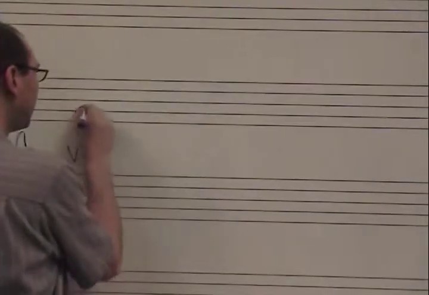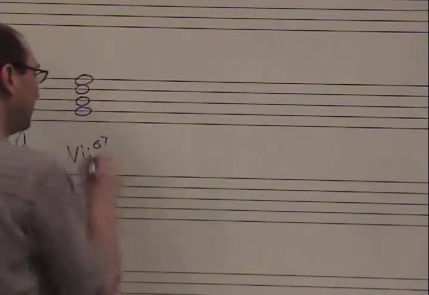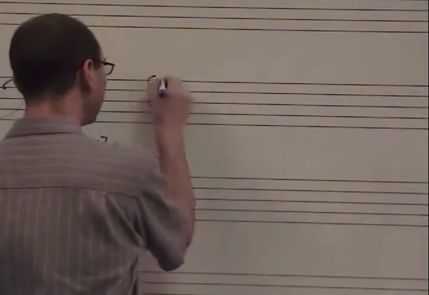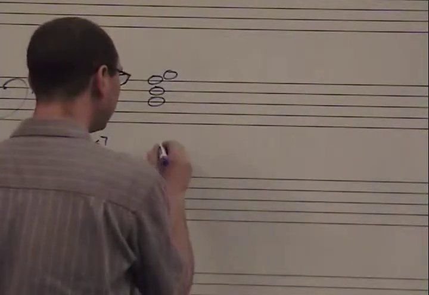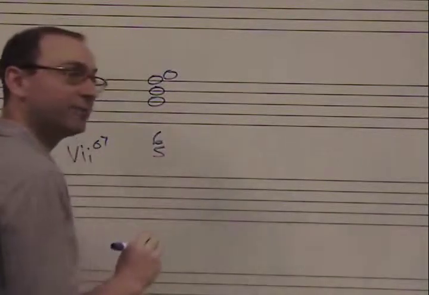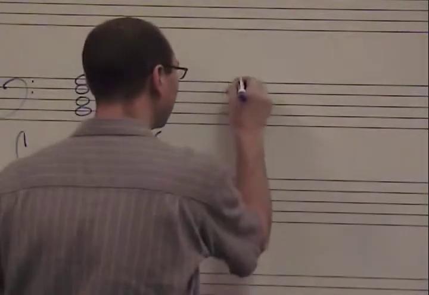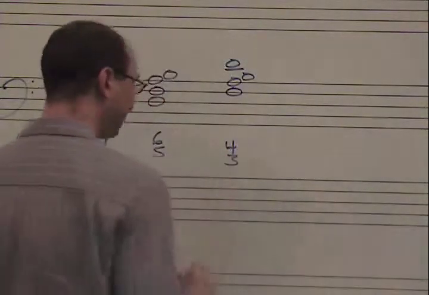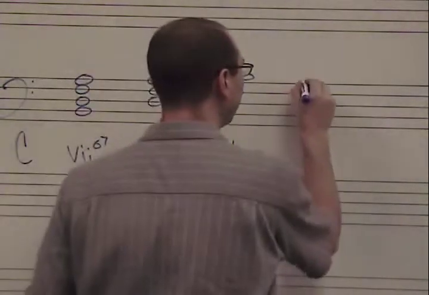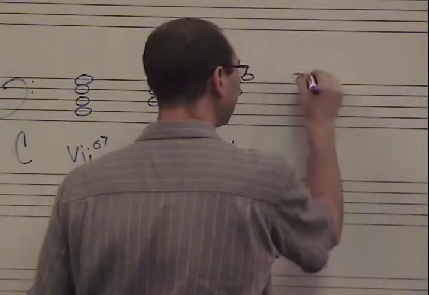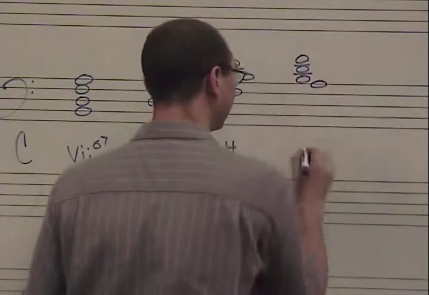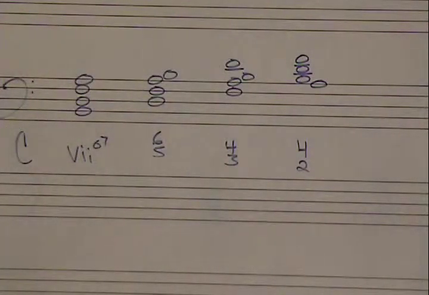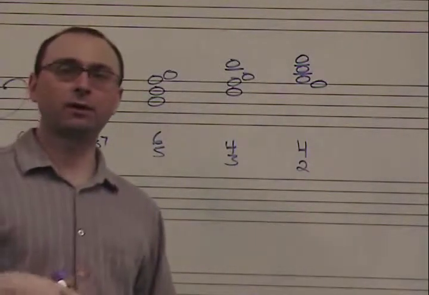The leading tone diminished seventh chord may be found in root position, in first inversion, or 6/5 position, in 4/3 position, or second inversion, and then finally, third inversion, or 4/2. So this is no different than the dominant seventh chord and its positions.